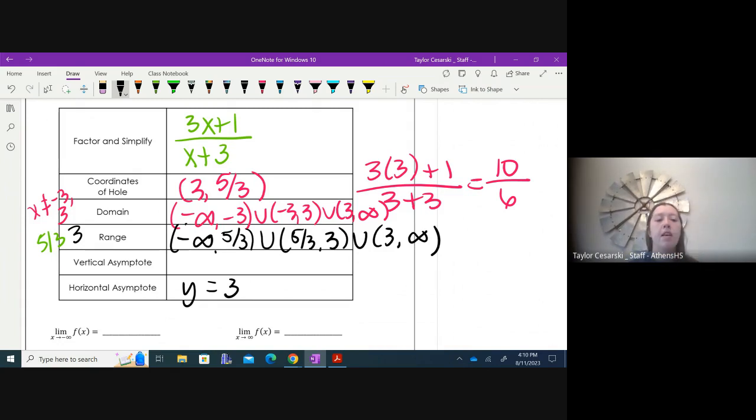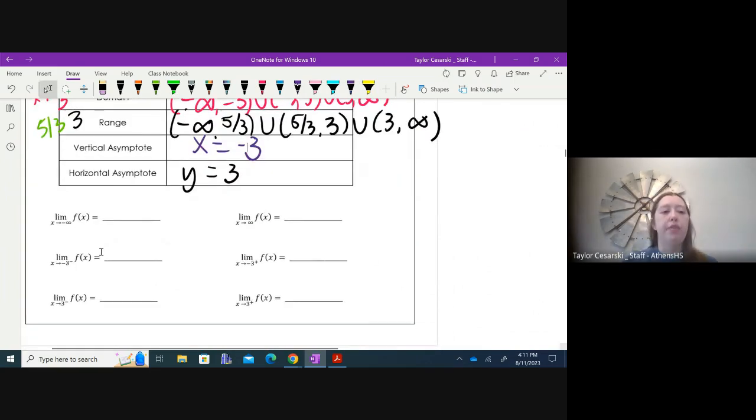Looks like that. And again, we already talked about the vertical asymptote: set the denominator equal to 0. That gives me x equals -3. All right, they've already graphed this for you, so we're just going to look at a few limit statements here.